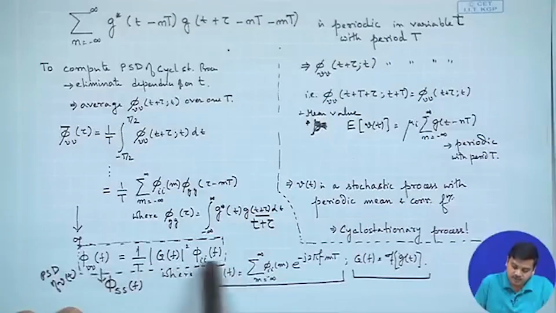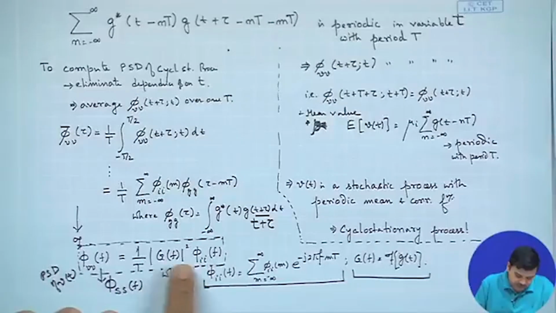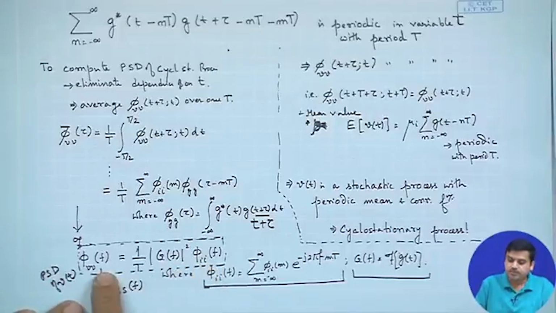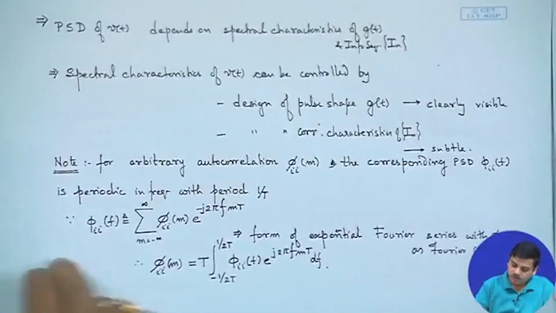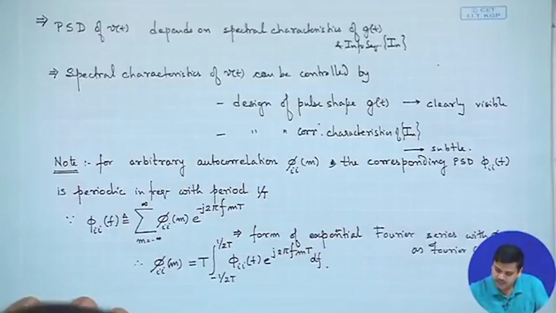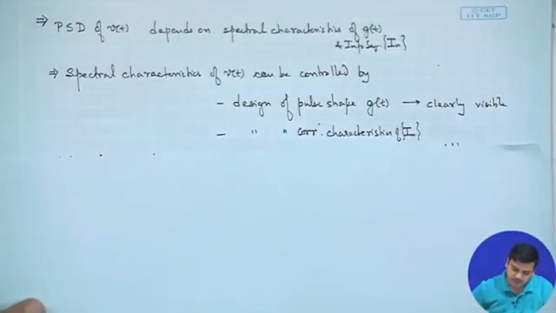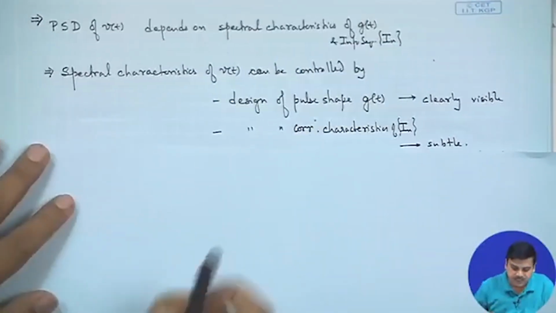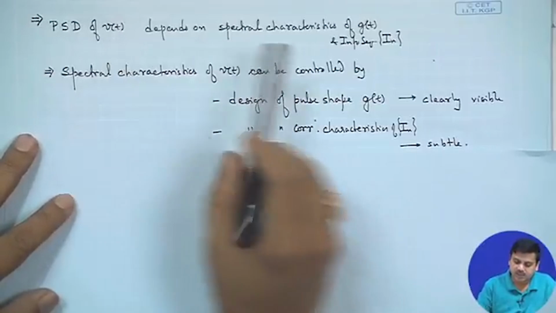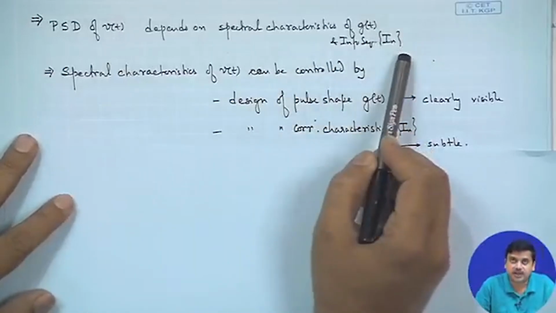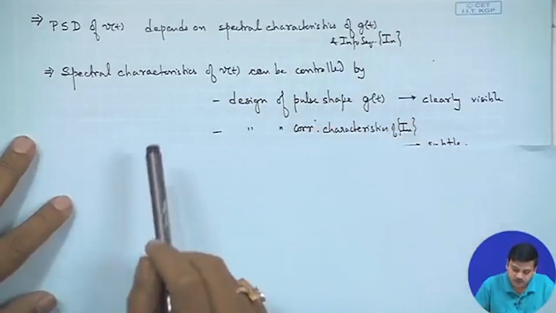Moving ahead, we had come to this particular expression in the previous lecture, where we identified the spectrum of the pulse along with the spectrum of the information bearing signal, which affects the power spectral density of the baseband signal. Whatever we told you is briefly stated over here. That means the PSD of V(t) depends on the spectral characteristics of G(t) and I_n. Therefore, you have some options over here.